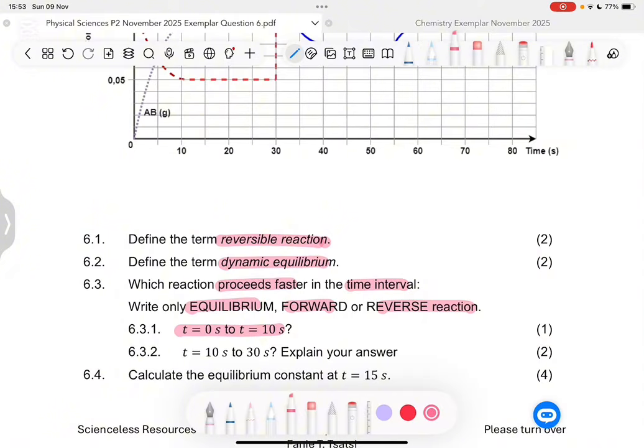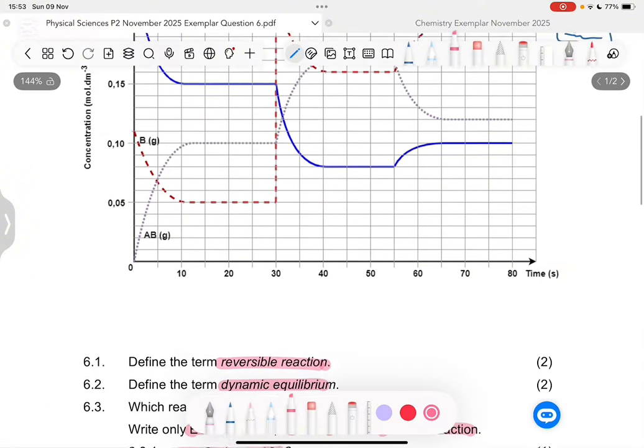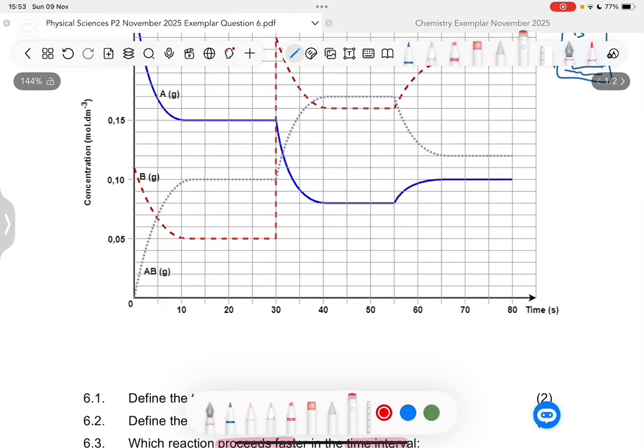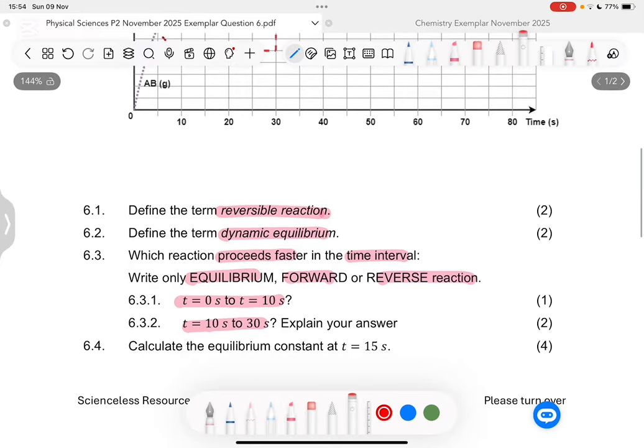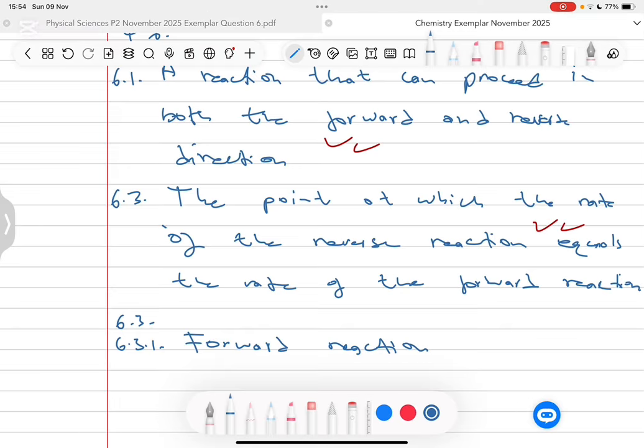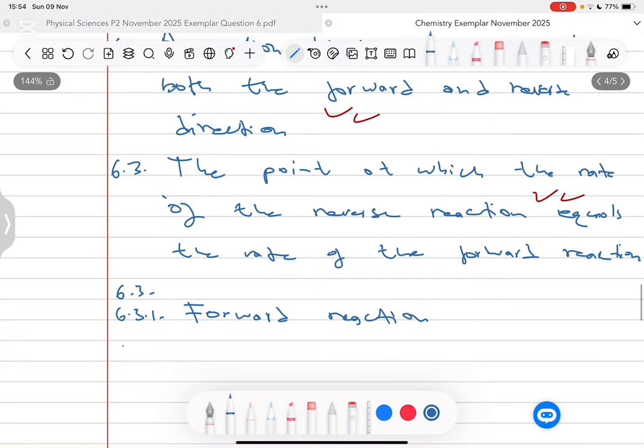Now when we get to 6.3.2, between the intervals of 10 to 13, which reaction is happening fast, the reverse or the forward reaction? Well, obviously we know that at this point we have dynamic equilibrium, and even from the definition of equilibrium, we know that the forward and the reverse reactions are occurring at the same rate. So here we are simply going to say we have equilibrium. Both reactions, forward and reverse, are occurring at the same time.